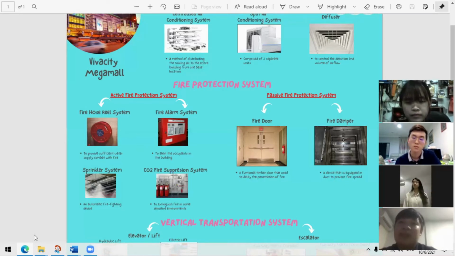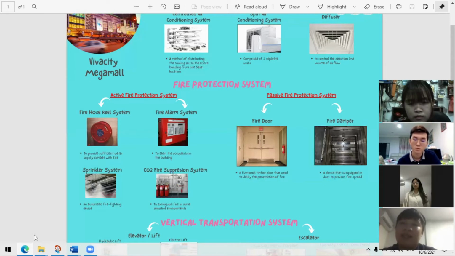In the Viva City Mega Mall, the carbon dioxide fire suppression system can be found in sensitive environments such as the fire control room, electrical and mechanical room, which consist of various electrical components. And the working principle of this system is quite interesting because instead of using water, the system extinguishes the fire by using carbon dioxide to eliminate the presence of oxygen.